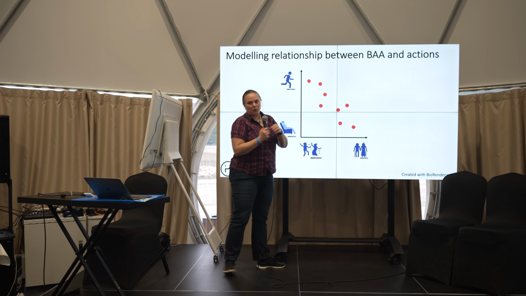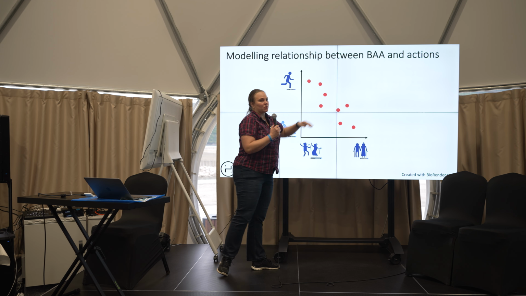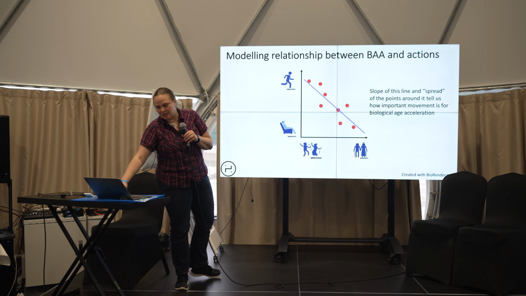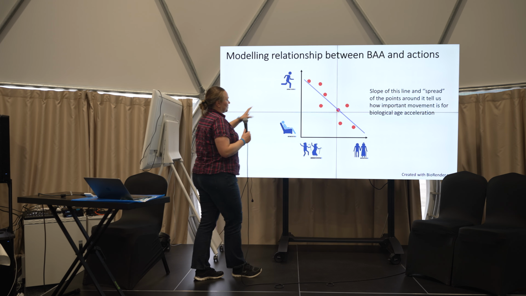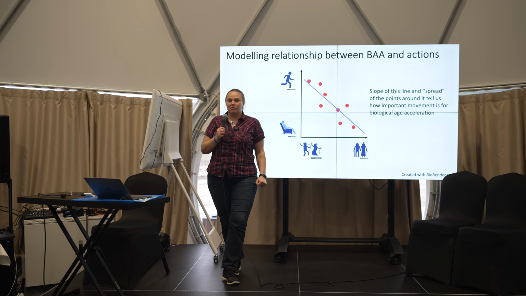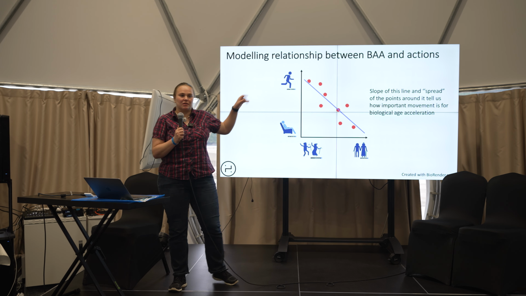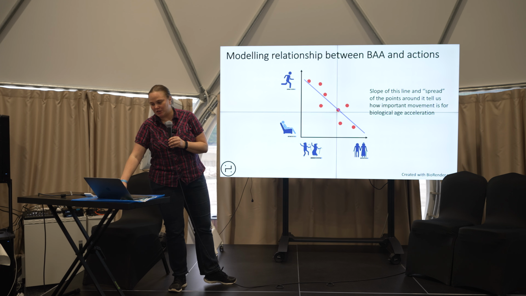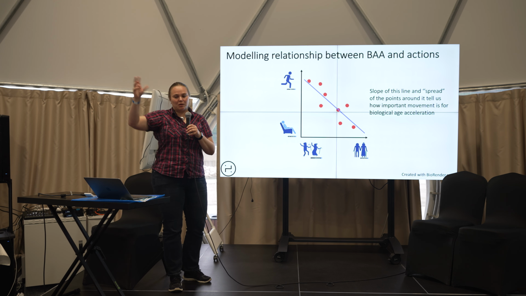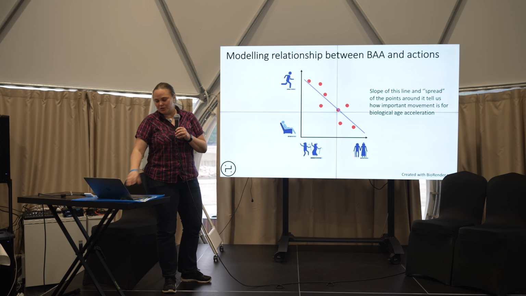And we just plot one against the other, and then we simply try, in the most simple way, to put a line between them. The slope of this line, and the spread of the points around the line, will tell us how important movement is for biological age acceleration. This is just a simplified explanation. And then based on that, we can try rewarding you more for the things that are more important for your biological age.